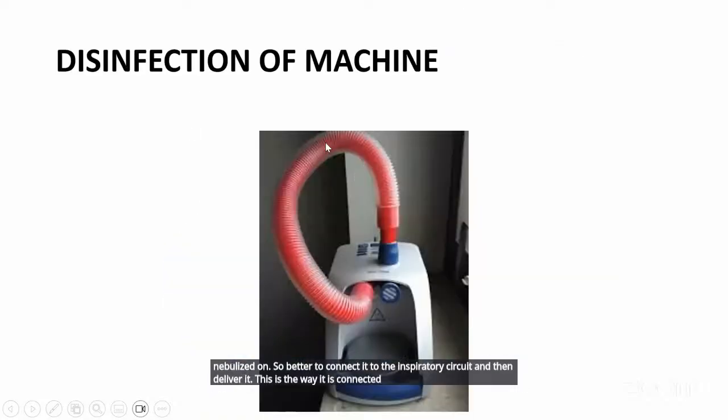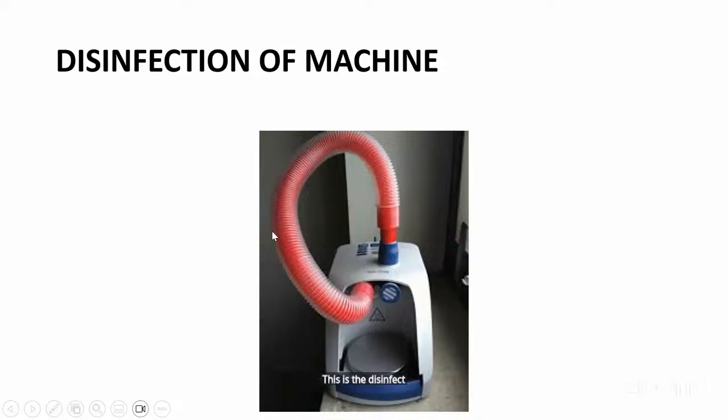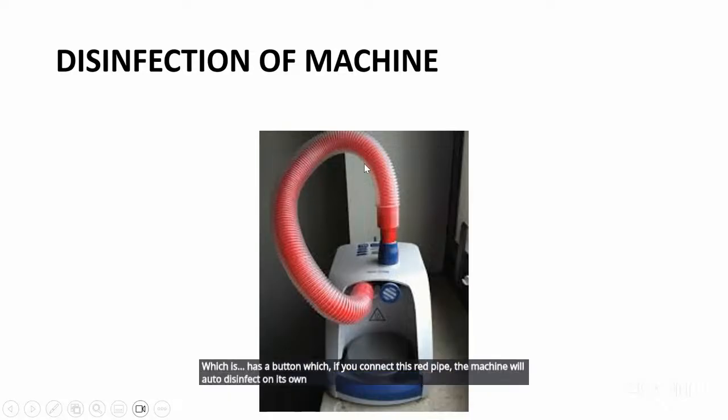This is the auto disinfectant circuit of the HFNC, which has a button. If you connect this red pipe, the machine will auto disinfect on its own. After every use, you have to connect it, and in 55 or 54 minutes, it gets auto disinfected by its own.